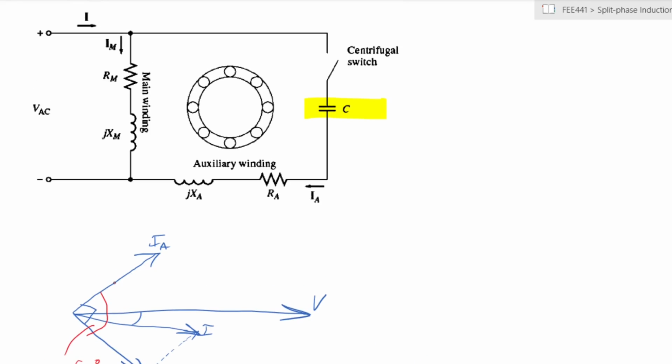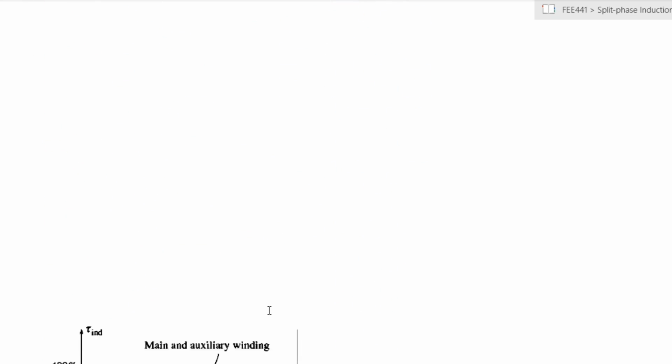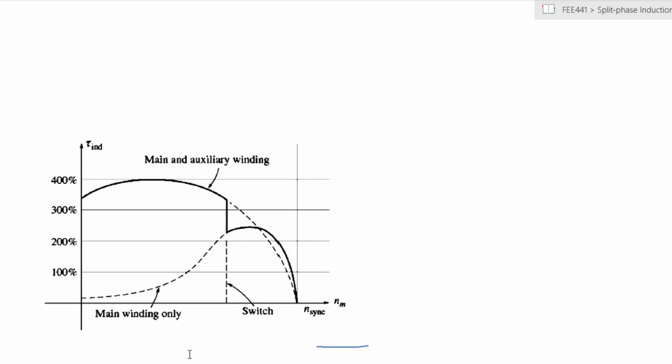So how did we achieve that? Of course, we achieved that by having a capacitor added into the circuit. So you have the windings of the auxiliary in series with a capacitor within the circuit itself. And that then leads to a torque speed characteristic that looks like that.